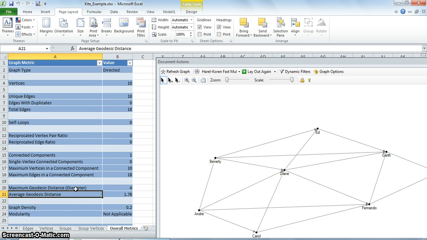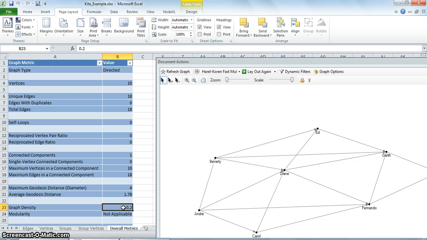Average geodesic distance. This value gives a sense of how close community members are from one another. If it is high, many individuals in the social network do not directly know each other. People may be connected through a friend of a friend of a friend of a friend, but they are not connected through the shortest paths. If it is low, most people know one another either directly or through a mutual friend.